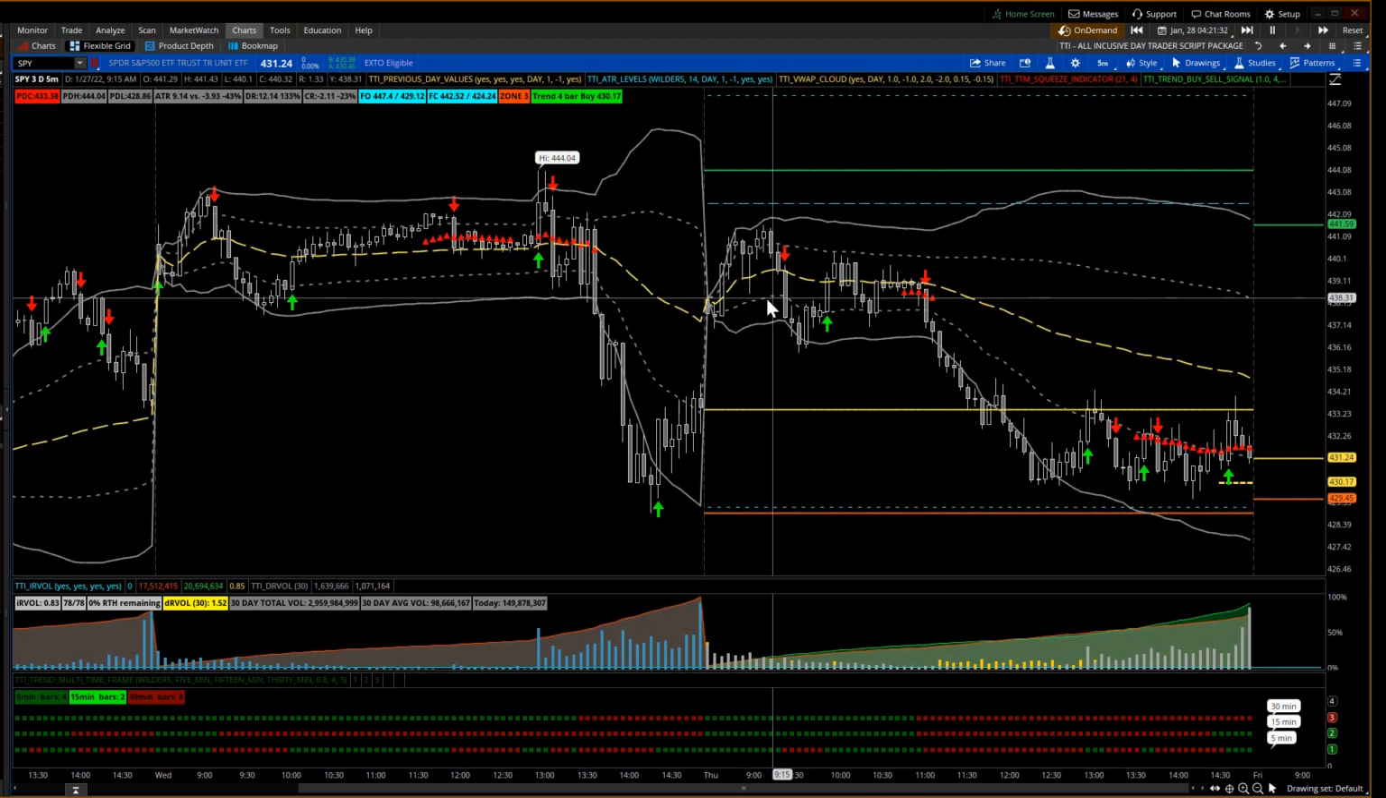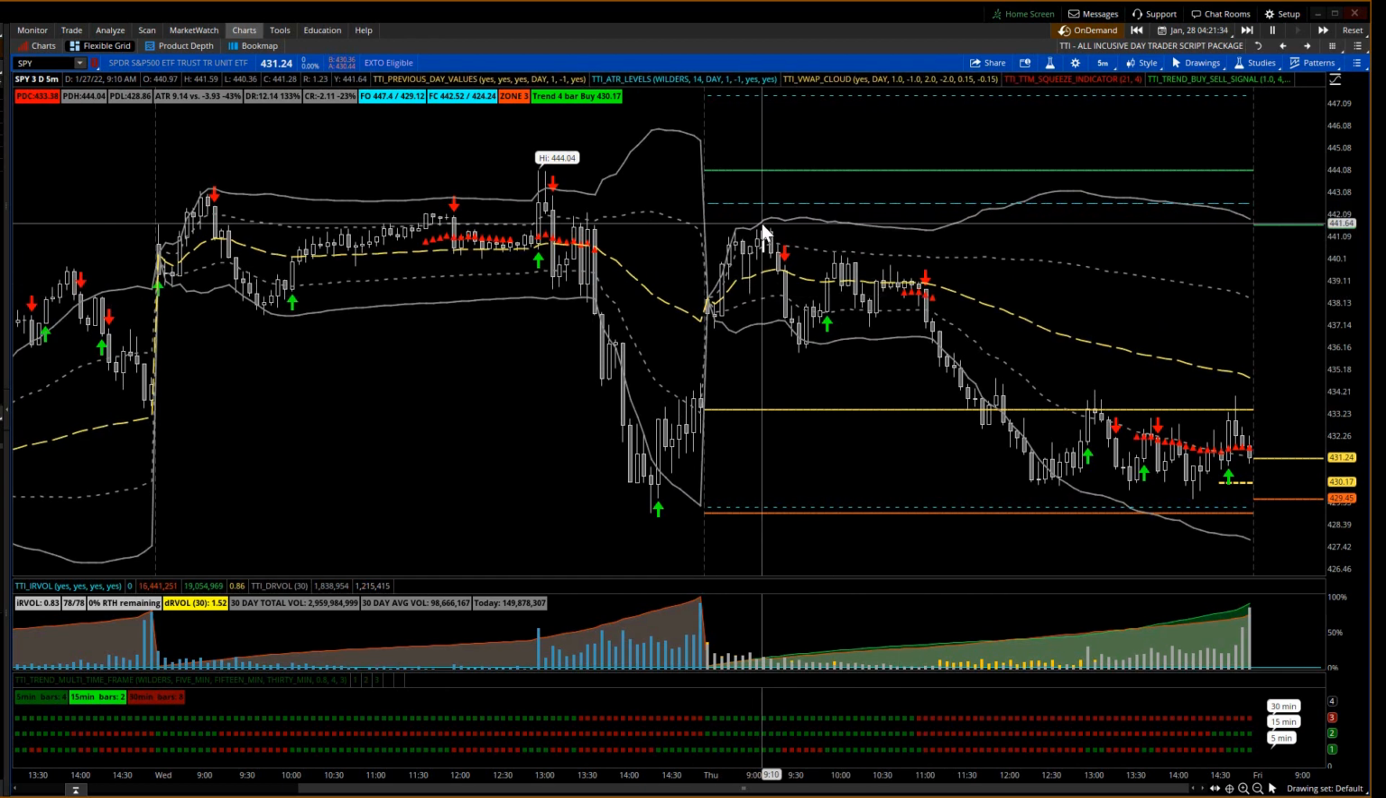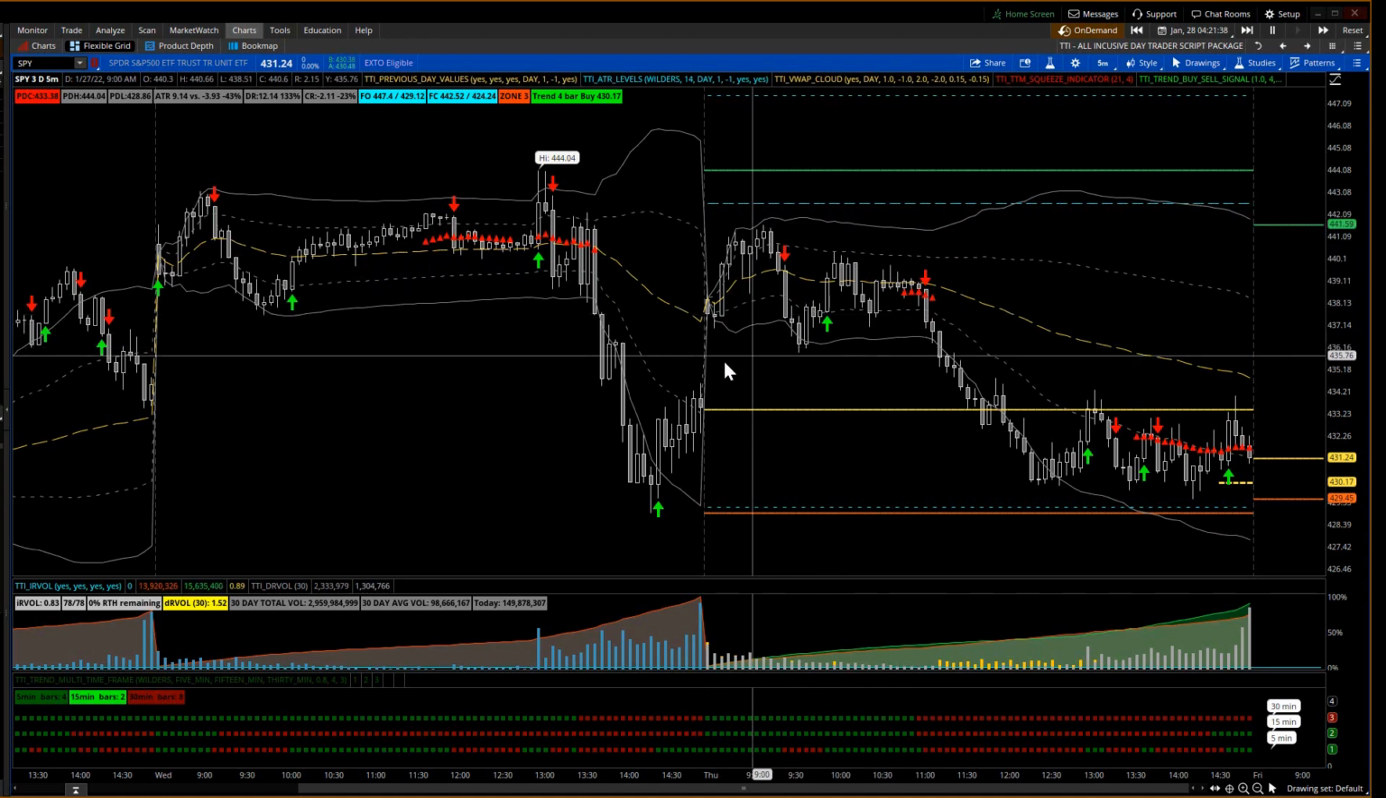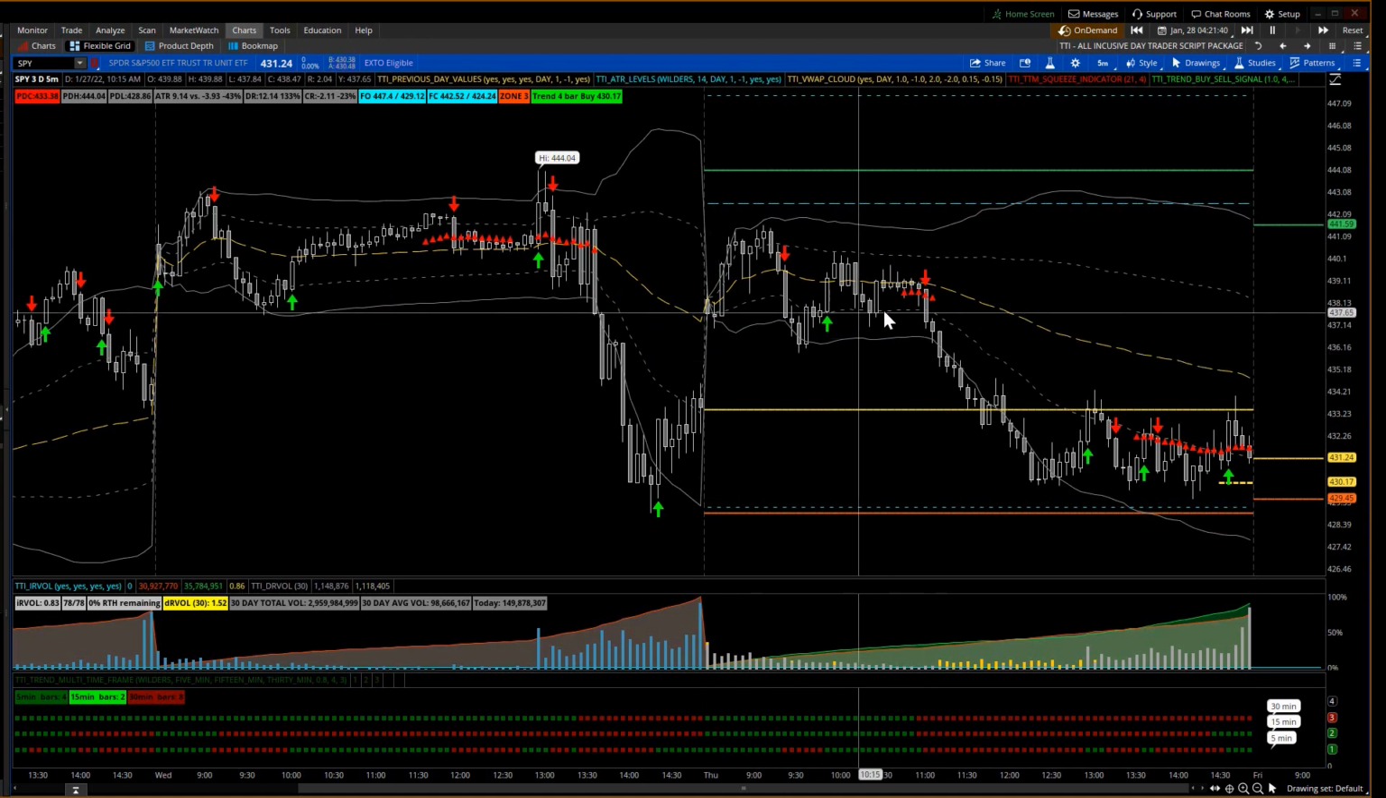We're on volume weighted average price. We've had a high of the day. We've had a low of the day. We're consolidating. We're kind of in a flag pennant pattern.